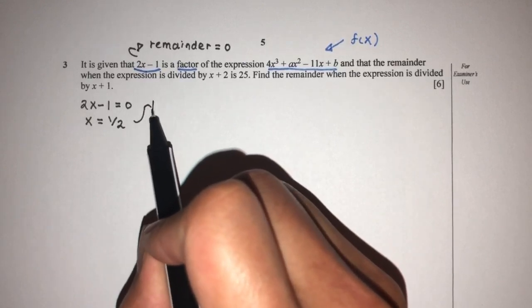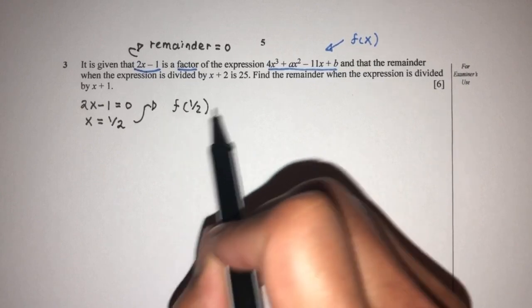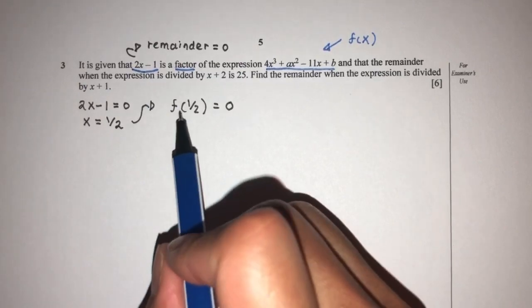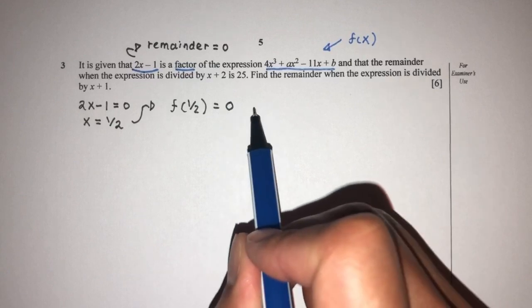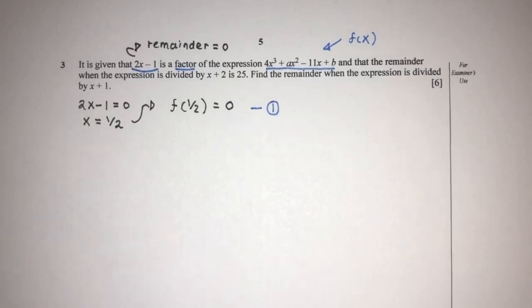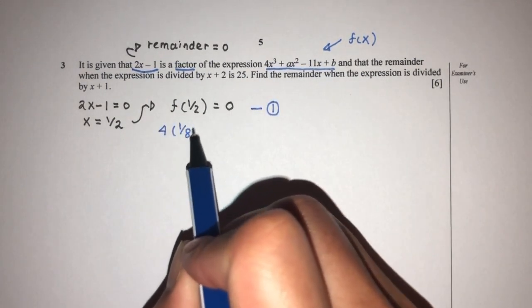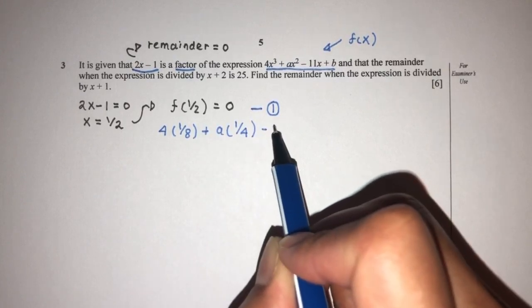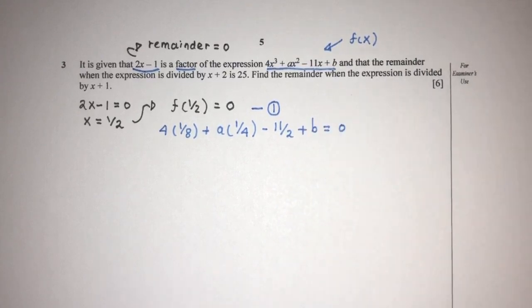So the idea is that f of half should be equal to 0 because it is a factor. So the remainder theorem says that if my function takes the value of x as half, the remainder has to be 0. So this is my first equation that I can use in this question. Let me simplify this to see what happens. Replace this here, you will have 4 times 1 over 8 plus a times 1 over 4 minus 11 over 2 plus b has to be 0. So that's the equation we can use.